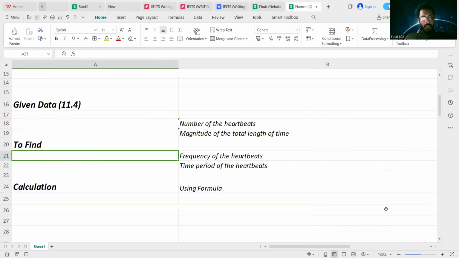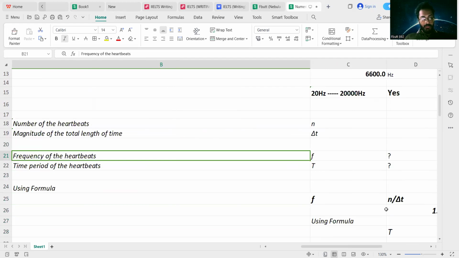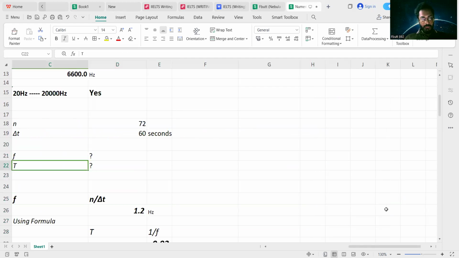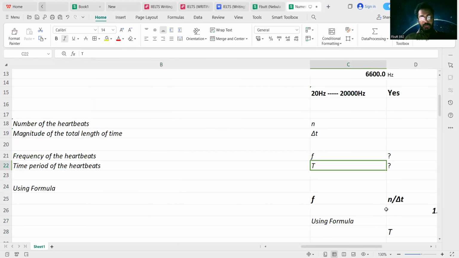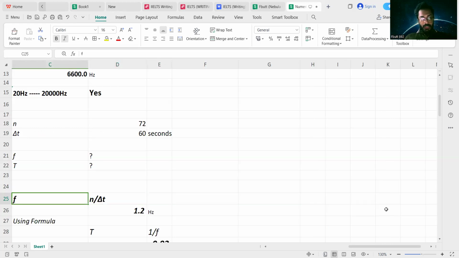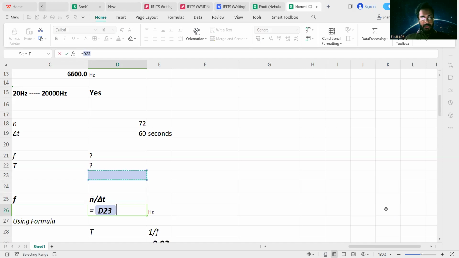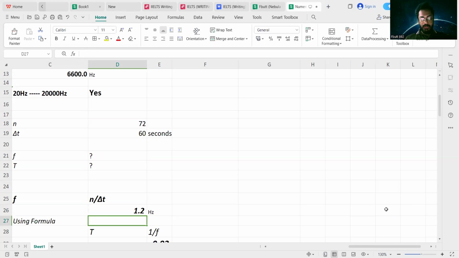What I have to find is the magnitude of the frequency of the heartbeats, small f, and the time period of the heartbeats, which is the time taken to complete one vibration. First of all, what is the formula of the generic frequency? The formula is the number of vibrations divided by the total length of time to complete these vibrations. So by putting values, the number of vibrations is 72 divided by the total length of time, 60 seconds.